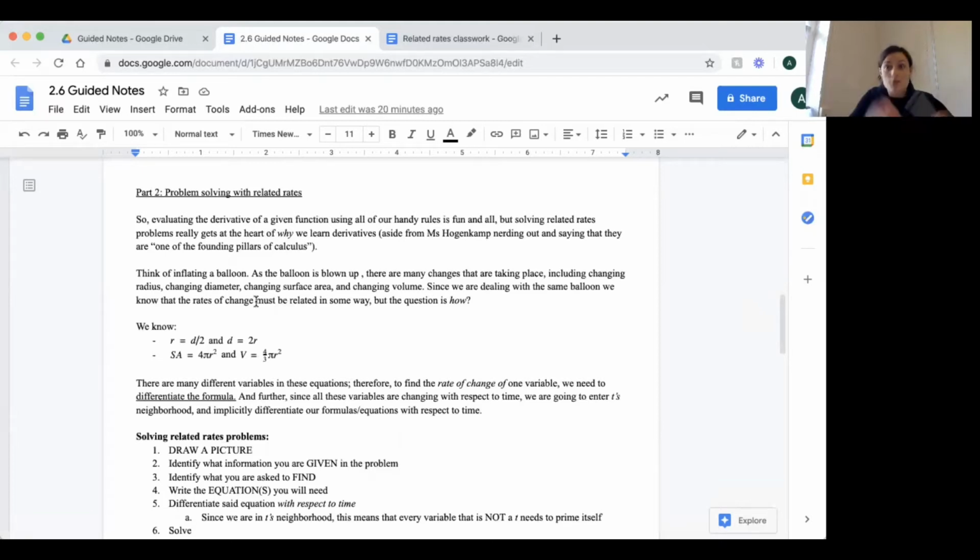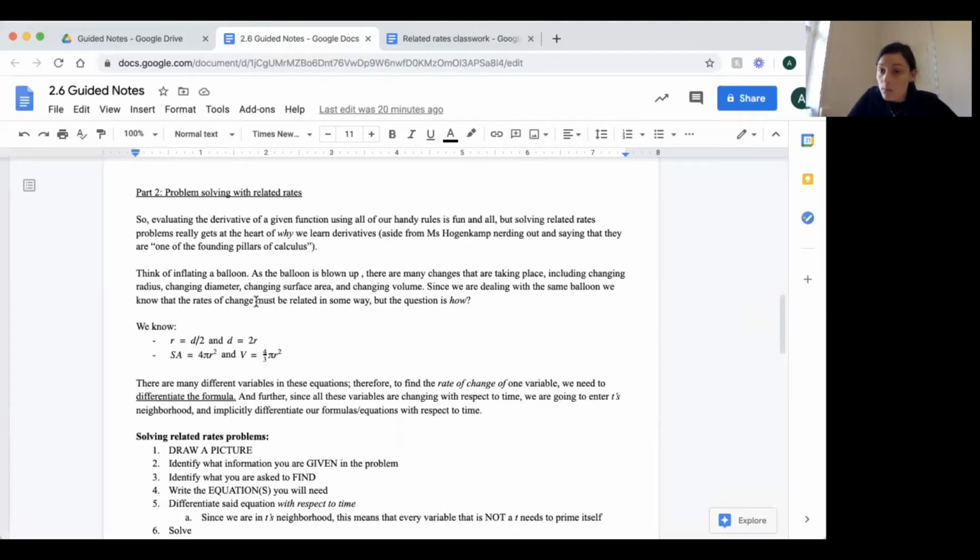We're going to have an increase in the radius, and also in the volume of the balloon. All of those things are changing as time passes, as we inflate air into said balloon. Since we're dealing with the same balloon, we know that the rates of change must be related in some way, but the question is how.